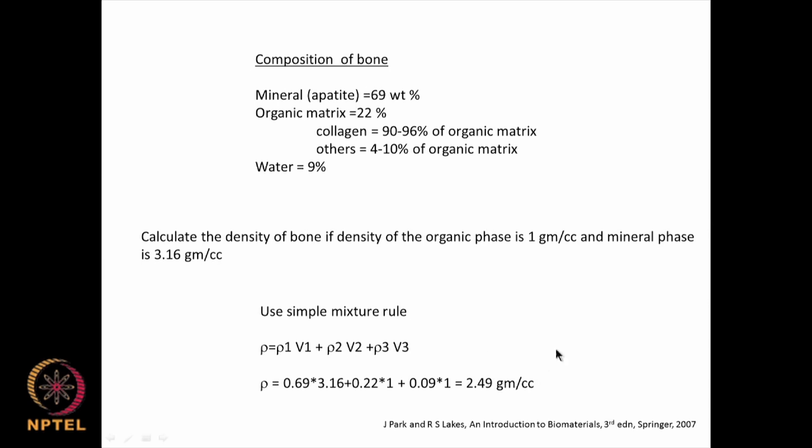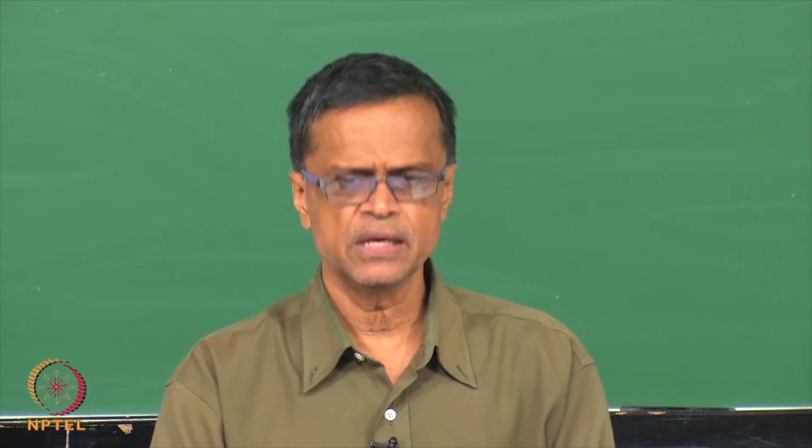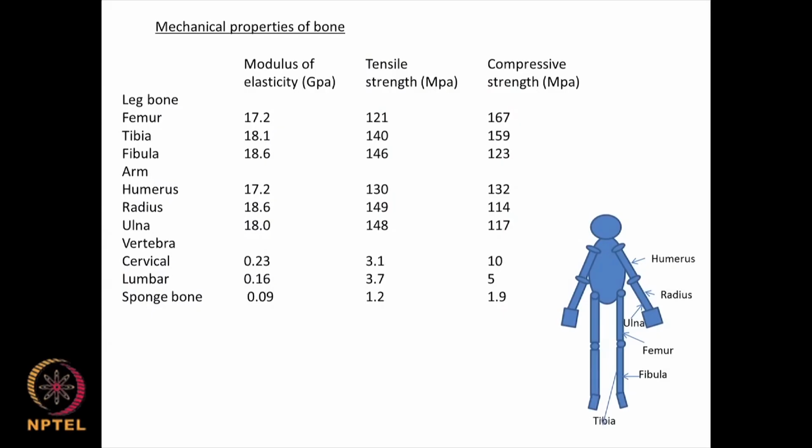So the density of the bone is this. Depending upon the changes in the ratio of different parts of the bone, or different bones of different animals, the density could be varying. Let us look at the mechanical properties of the bone. Again, these change quite a lot depending upon the type of bone.